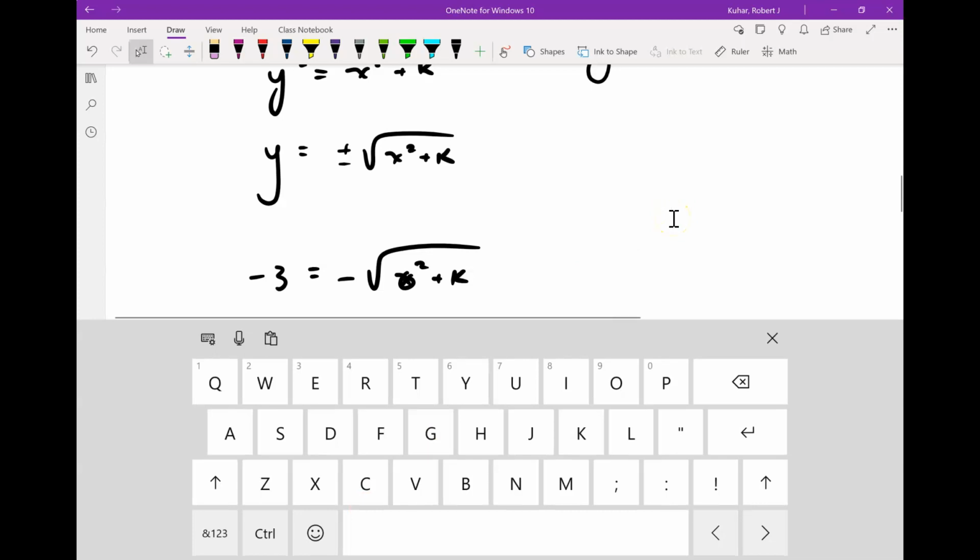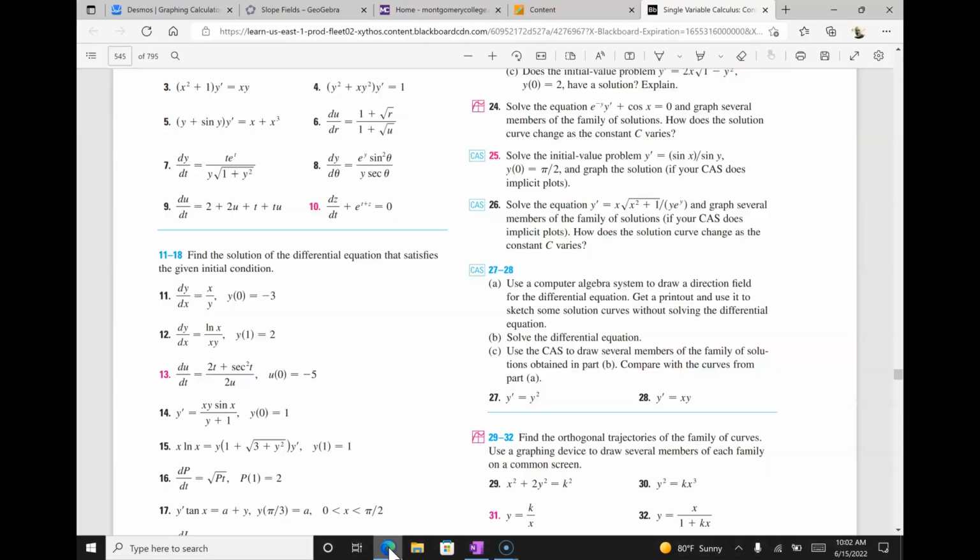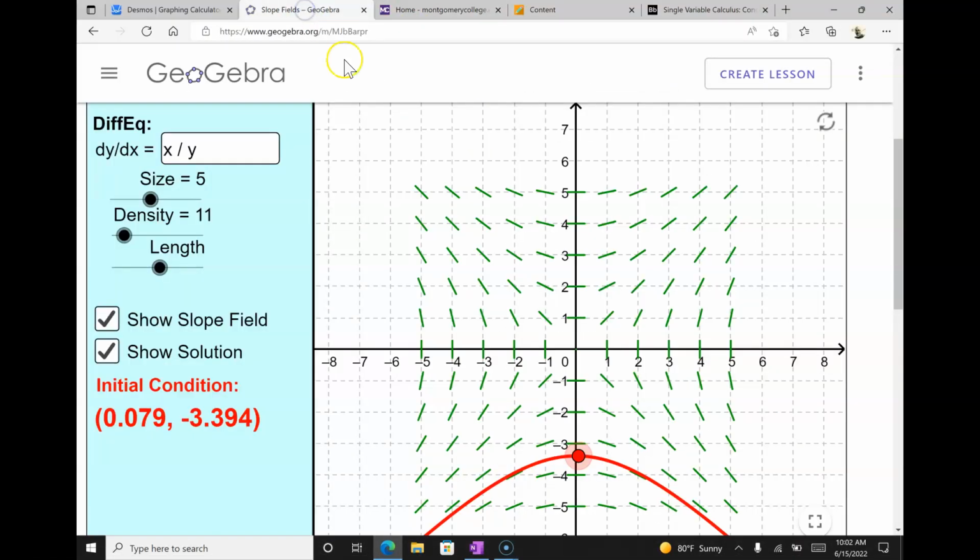Yes, everybody, this is easy, right? Yeah, it's easy. So I told you 7 was easy. Chapter 7, very easy. Chapter 8 is a beast. But you can do it. So I want to go to my slope field again.